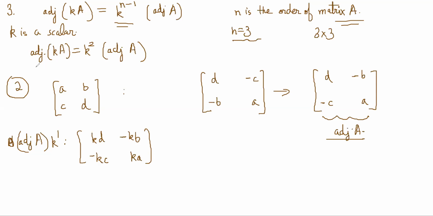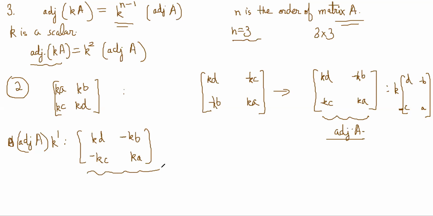On the other hand, on the left hand side, suppose you had KA, KB, KC, KD. The cofactors will be KD, KC, KB, KA, and then you take the transpose. Isn't it the same? K times D, minus B, minus C, and A. That is the same as this, correct?